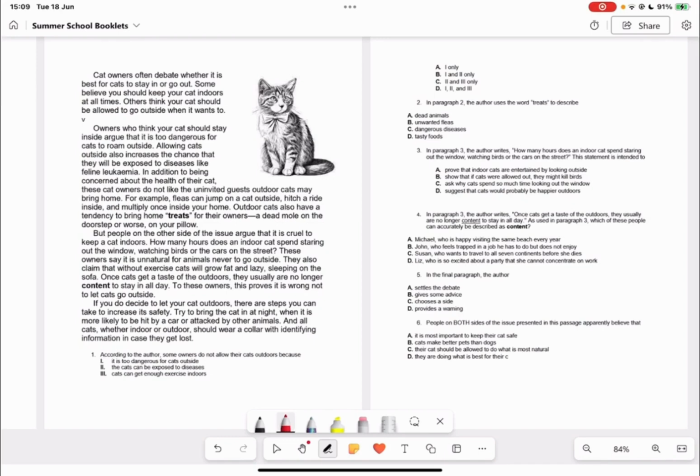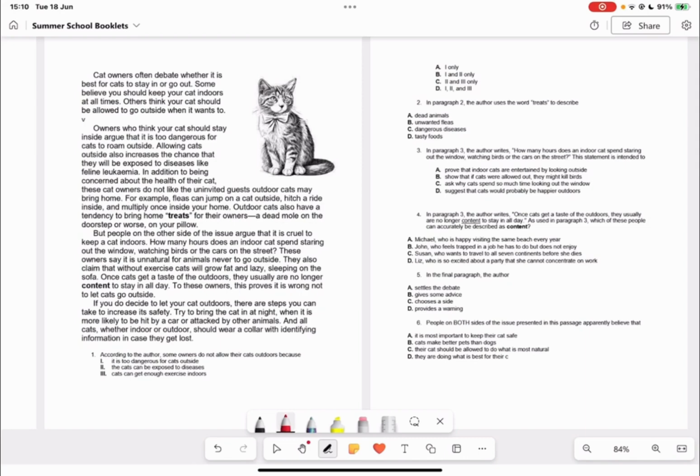But people on the other side of the issue argue that it is cruel to keep cats indoors. How many hours does an indoor cat spend staring out the window, watching birds or the cars on the street? These owners say it's unnatural for animals never to go outside. They also claim that without exercise, cats will grow fat and lazy sleeping on the sofa. Once cats get a taste of the outdoors, they usually are no longer content to stay in all day. To these owners, this proves it is wrong not to let cats go outside.